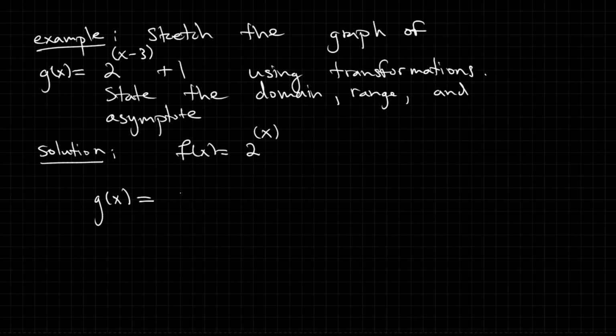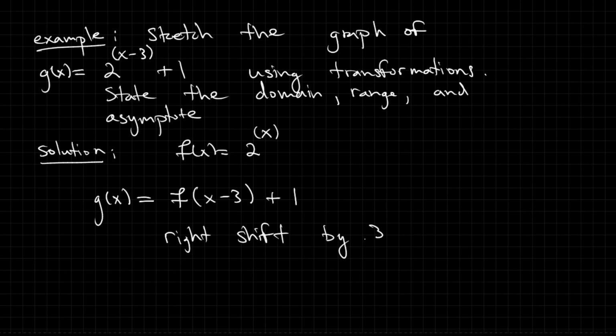It's x minus 3. That means that instead of doing f of x, I'm doing f of x minus 3. And then outside of doing 2 to this power, I have a plus 1. And so we see that this is a right shift by 3 and an upshift by 1. Right shift by 3, upshift by 1.